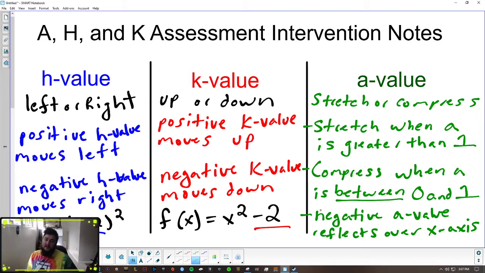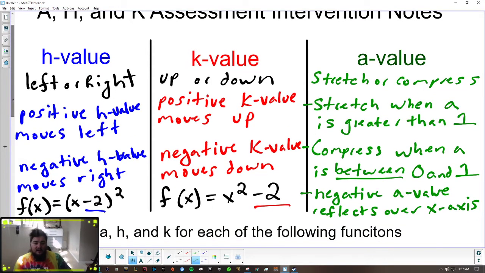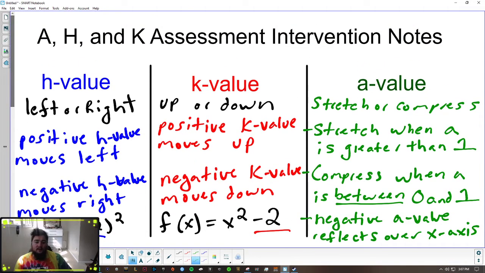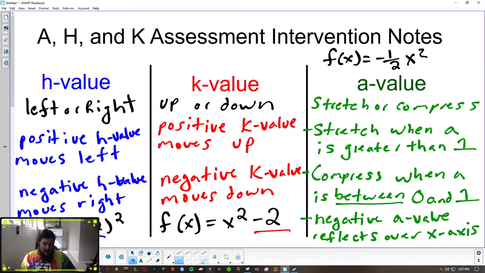Okay, so we have stretch, we have compress, and if it's negative, our graph is going to reflect, which is like flipping. So what this might look like, let's say we have f of x equals -1/2 x squared. So we still have our quadratic. Here's our a value. Our a value sits in front of our function, and it's being multiplied. So here we have -1/2 times x squared. This is an a value.